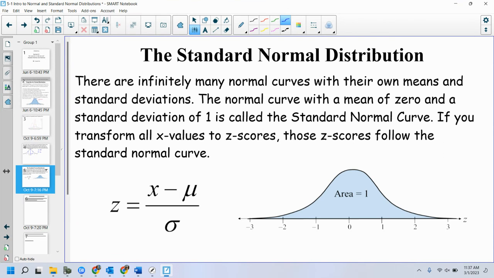A z-score of 2 would be 2 standard deviations away from the mean. A z-score of 3 would be 3 standard deviations away from the mean, positively, right? And I could also go negatively as well.